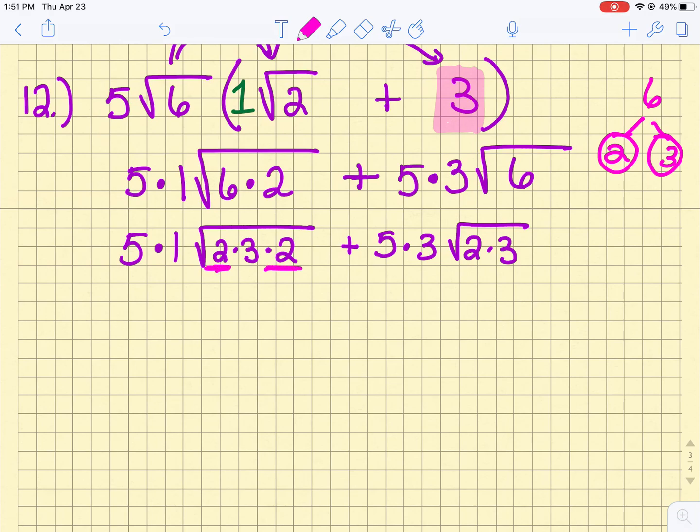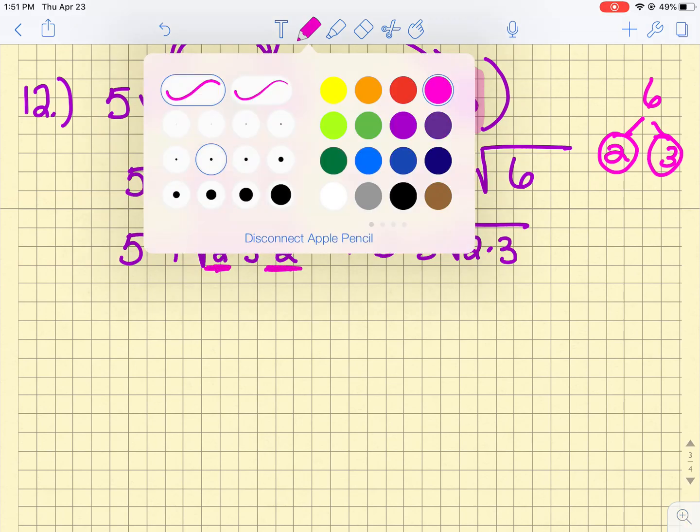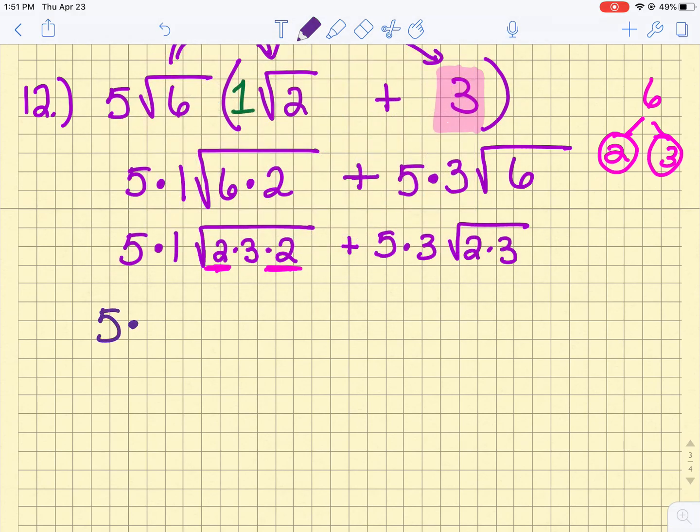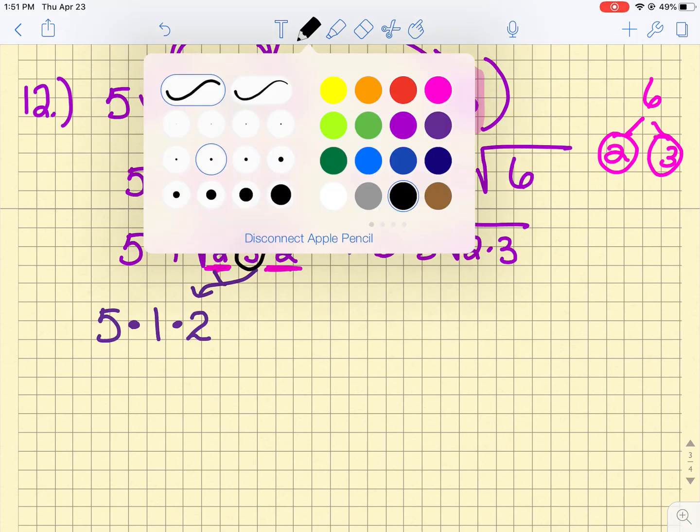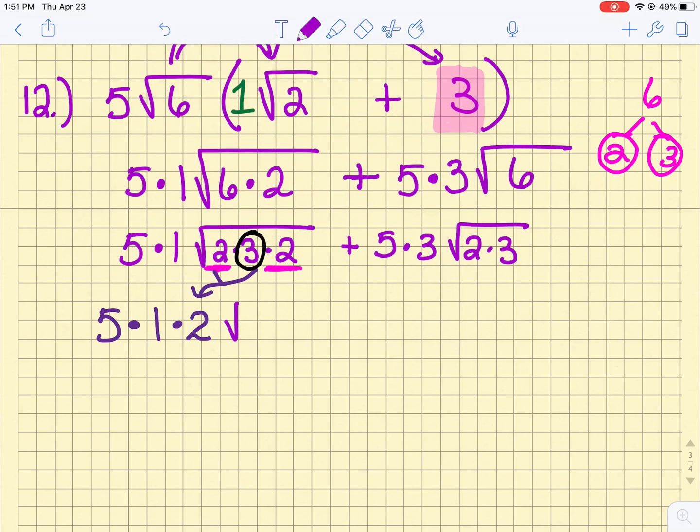Okay, so the 2's can come out, right? So we had our 5 and our 1 hanging out front. 2's come out. Zombie attack, because I can't say that other word. Only one of them makes it out. Okay, and that 3 is left behind. And on the next one, there's nothing that can come out. So I'm just going to multiply 2 times 3, that's a 6.